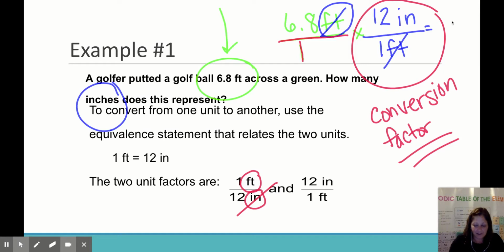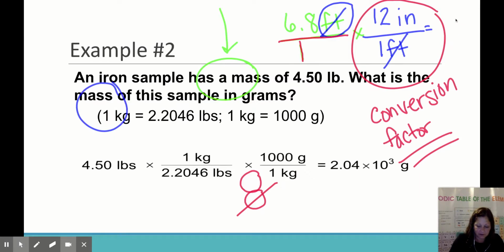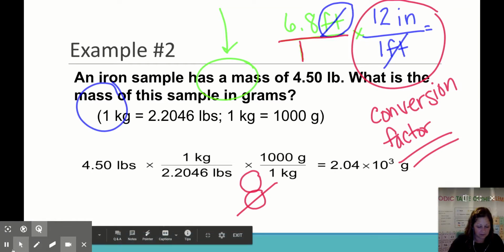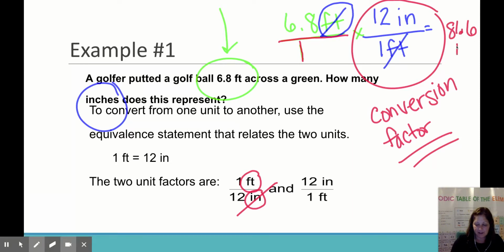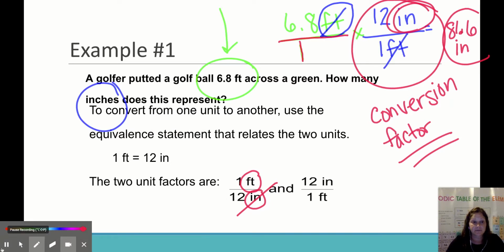And the answer comes out to 81.6 inches. We always write down our units whenever we're doing this kind of conversion.